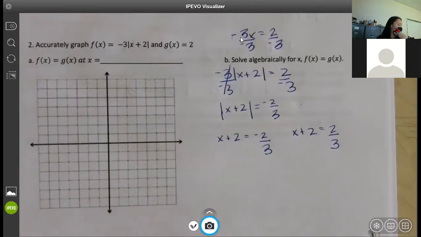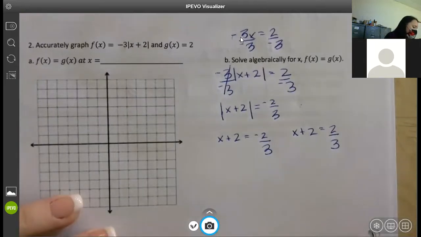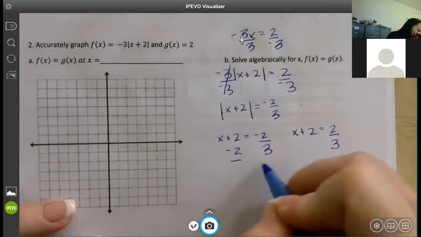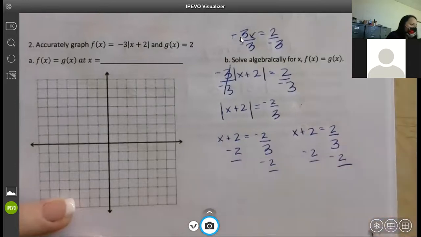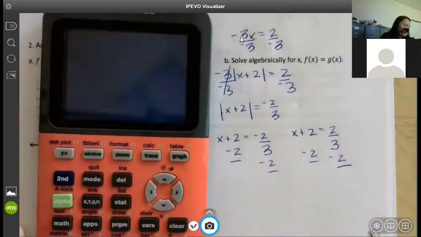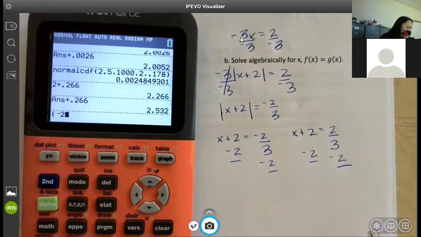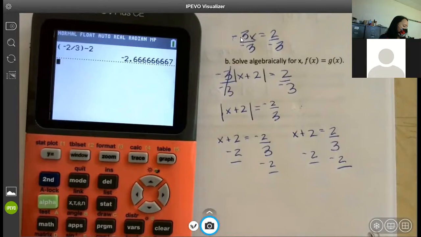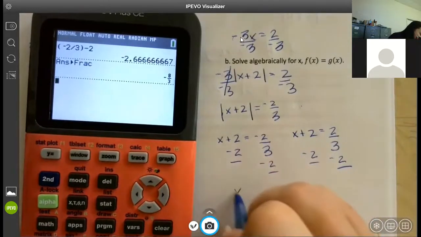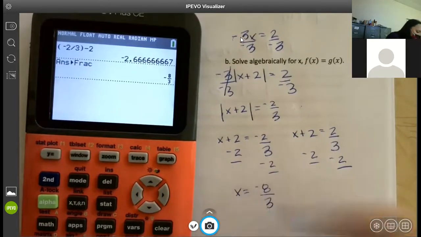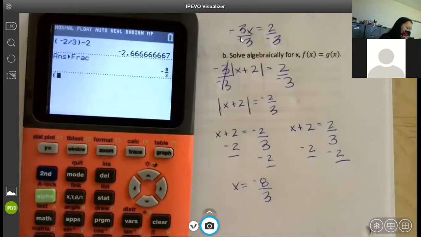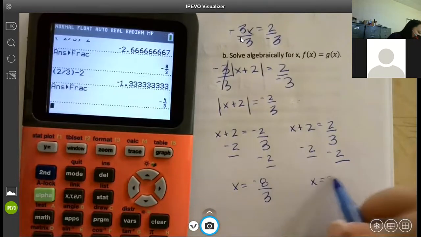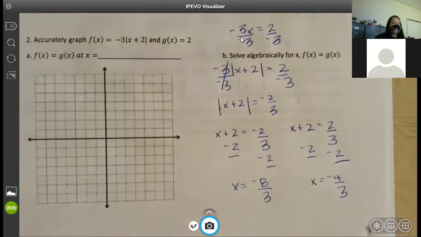So how do I solve both of these? Subtract 2. And like I said, I do them both at the same time. You can use your calculator. Remember, you get your calculator on your final exam the whole time. So -2/3 minus 2 gives me this ugly decimal. So I'm going to make it a fraction. And then 2/3 minus 2 gives me -4/3.